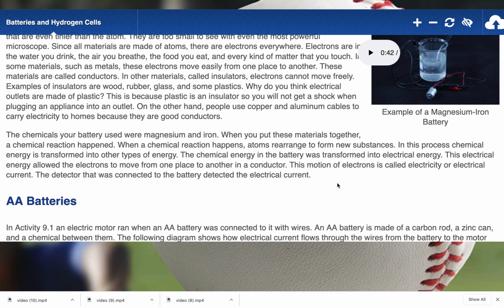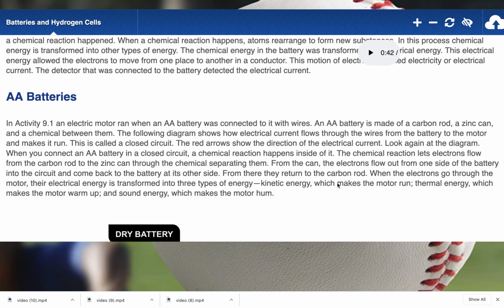The chemicals your battery used were magnesium and iron. When you put these materials together, a chemical reaction happened. When a chemical reaction happens, atoms rearrange to form new substances. In this process, chemical energy is transformed into other types of energy. The chemical energy in the battery was transformed into electrical energy. This electrical energy allowed the electrons to move from one place to another in a conductor. This motion of electrons is called electricity or electrical current. The detector that was connected to the battery detected the electrical current.